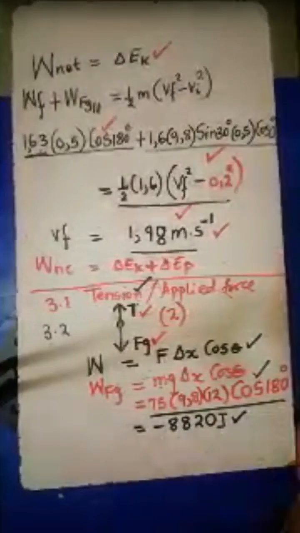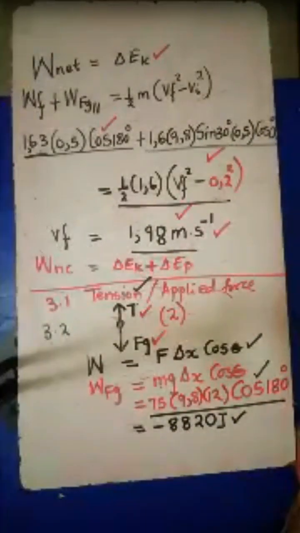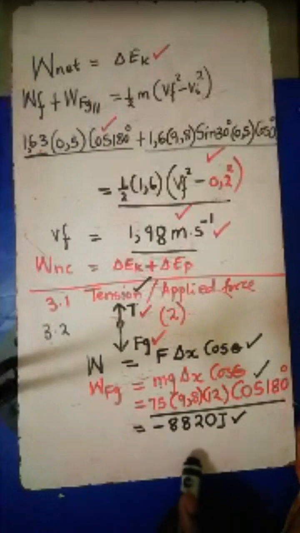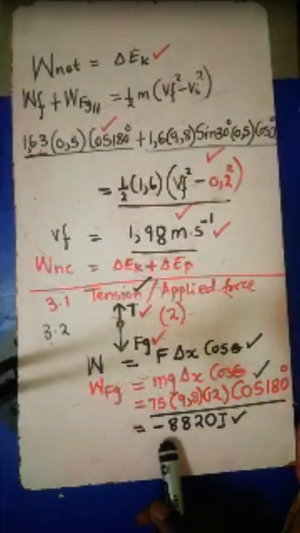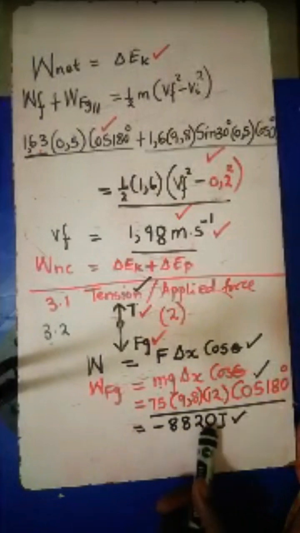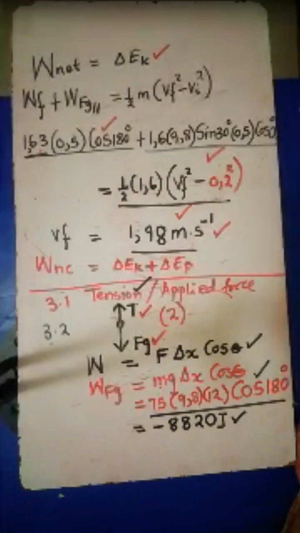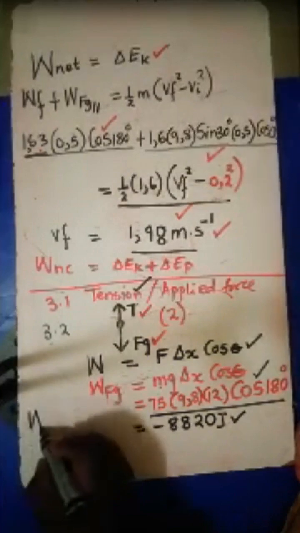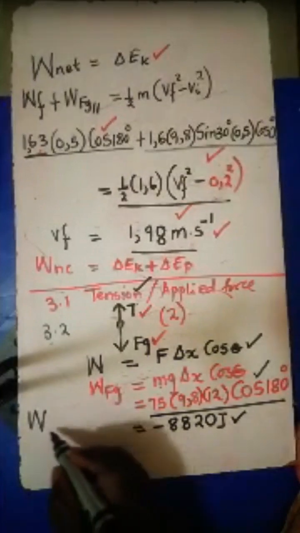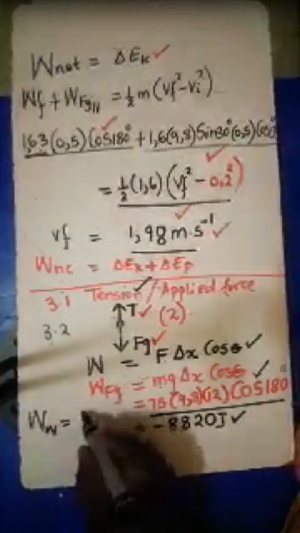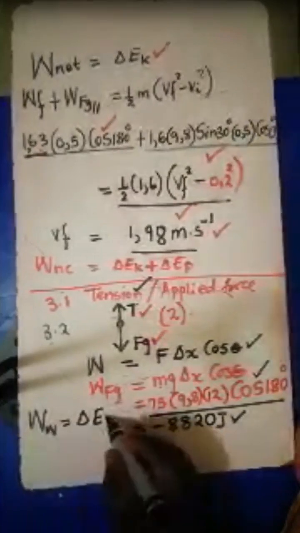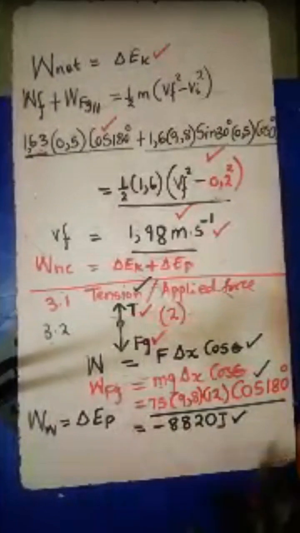You might have used another approach. Work done by W is change in EK plus change in EP. We still get the same answer. Remember, change in EK is 0 because it was at rest. But change in EP, you use MGH. If you use this formula, W, work done by this one is equal to change in EP.